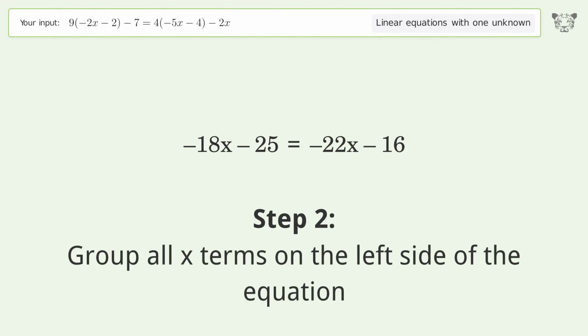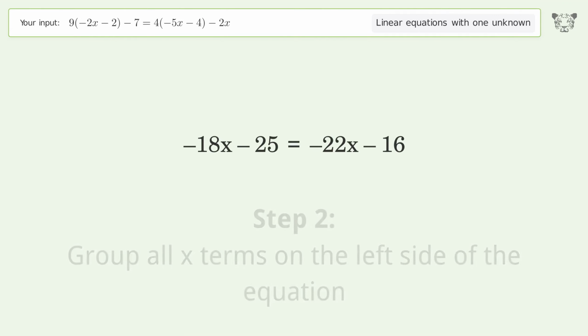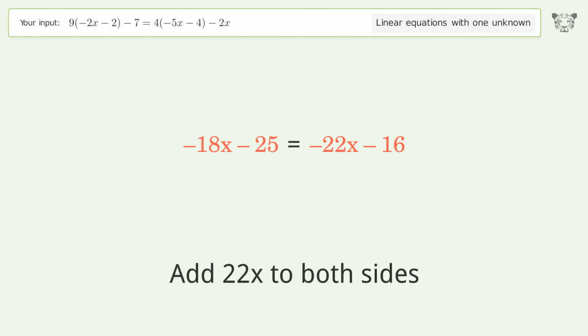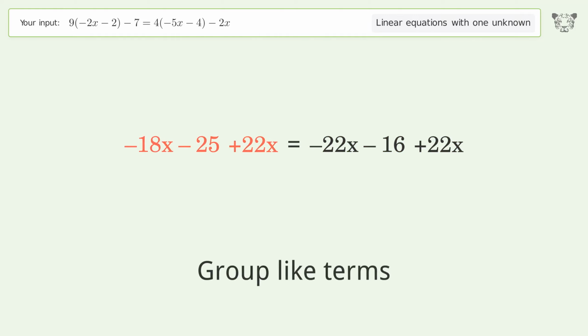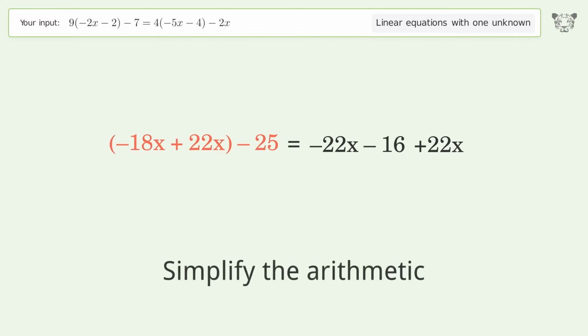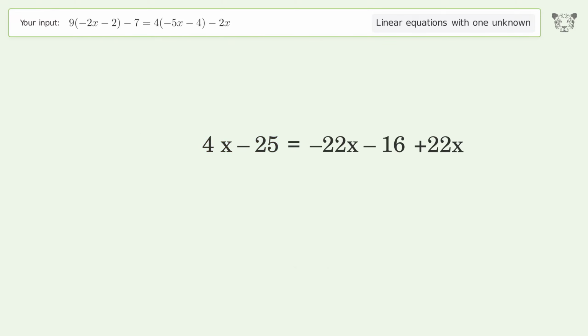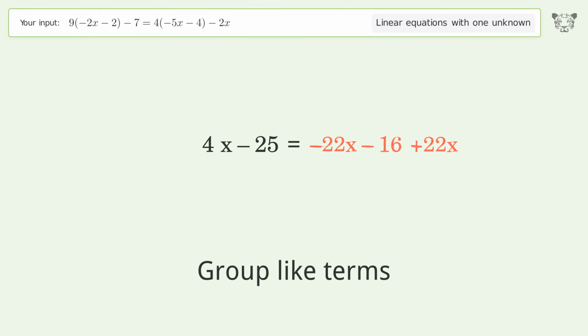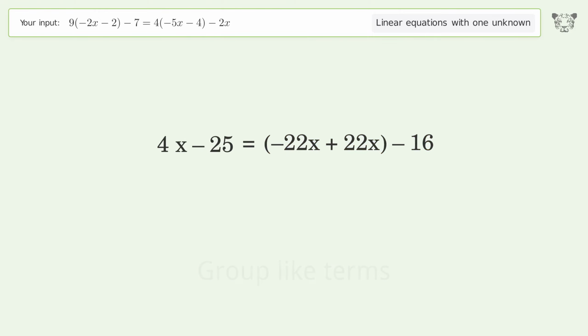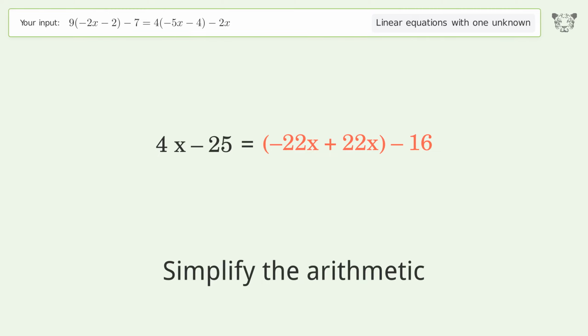Group all x terms on the left side of the equation. Add 22x to both sides. Group like terms. Simplify the arithmetic. Group like terms. Simplify the arithmetic.